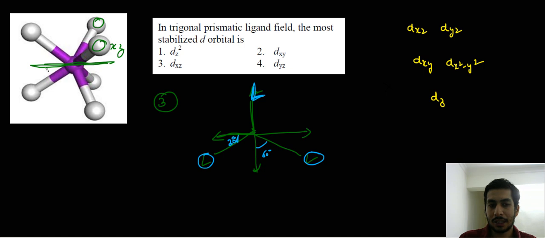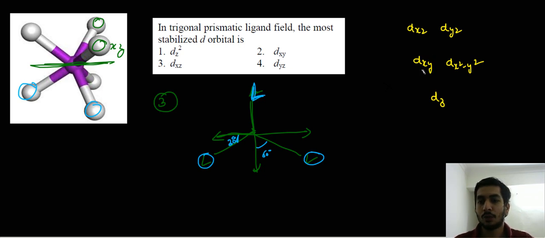So what does that mean? One of the ligands will be directly above the x square y square orbital, whereas one of the ligands will be directly above the xy orbital, right? Same is the case over here. So let's say two ligands will be almost directly above the xy orbital, and sorry, below the xy orbital, and then there will be two ligands which will be directly above the xy orbital, right? So like that we have to follow.